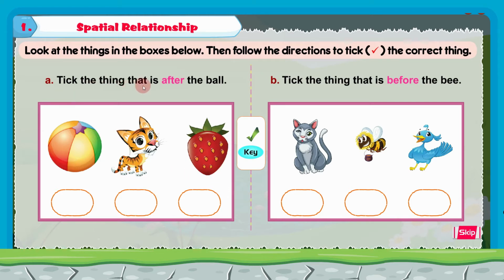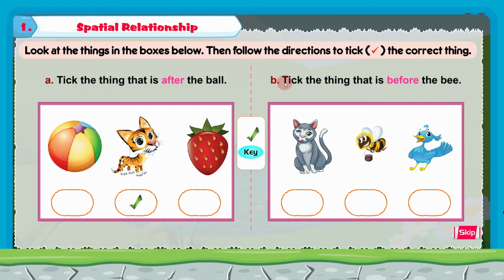Tick the thing that is after the ball. So, this is the ball and we have to tick the thing that is after the ball. So, what is after the ball? A cup. This is a cup. So, we have to tick the thing that is after the ball. So, we are ticking this cup because it is after the ball.